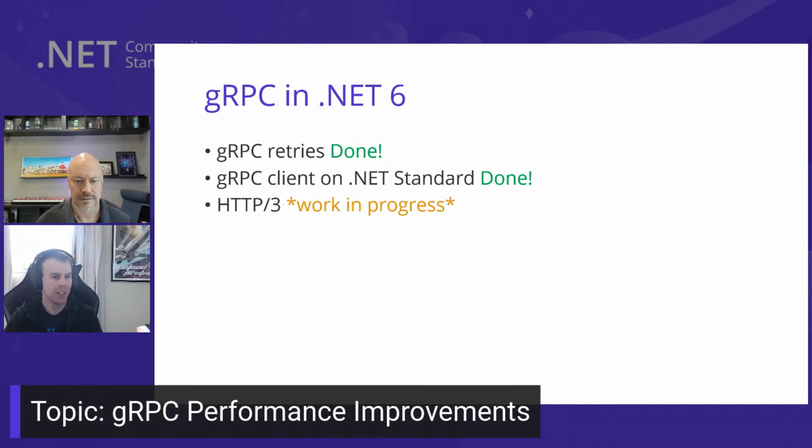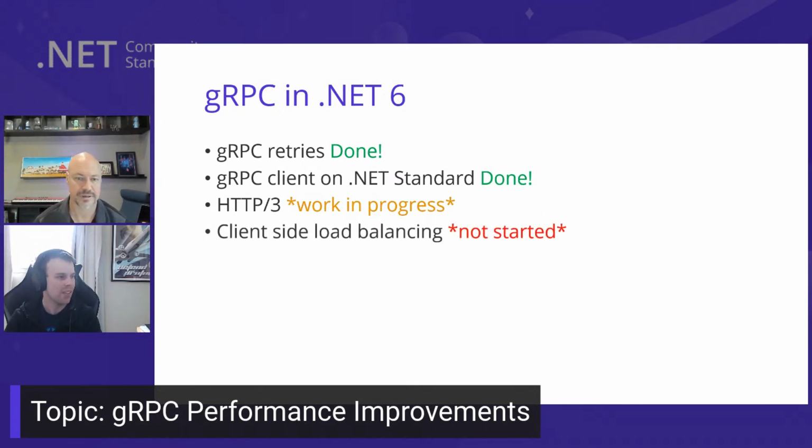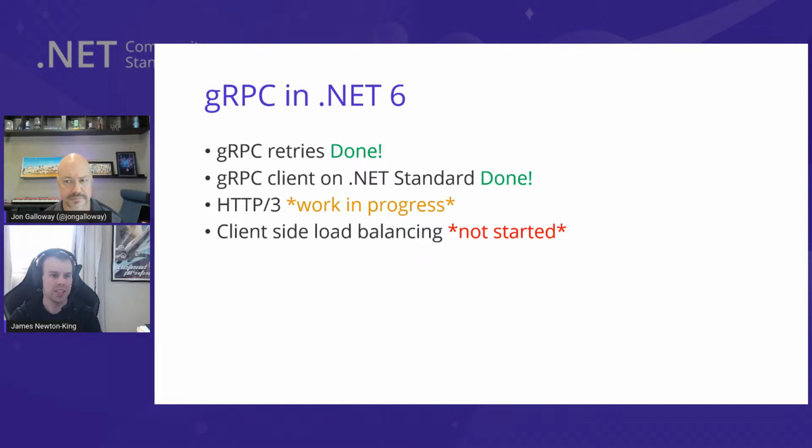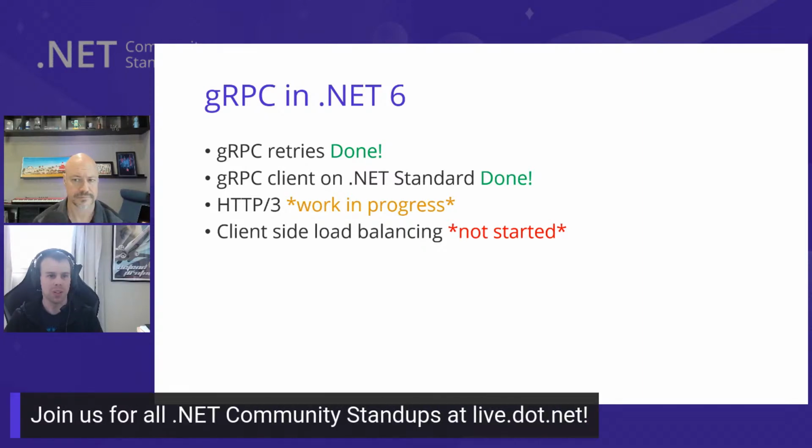gRPC running on top of HTTP3, that's work in progress. I'm in the middle of adding HTTP3 support to Kestrel, and I have a basic hello world of gRPC working. So progress is being made there. And then one which hasn't been started yet is client-side load balancing. That's configuring a client to be able to talk to multiple endpoints, and it will then use a load balancing strategy and health strategy to pick healthy servers. So you can do load balancing directly from an app without having to use a proxy in the middle.